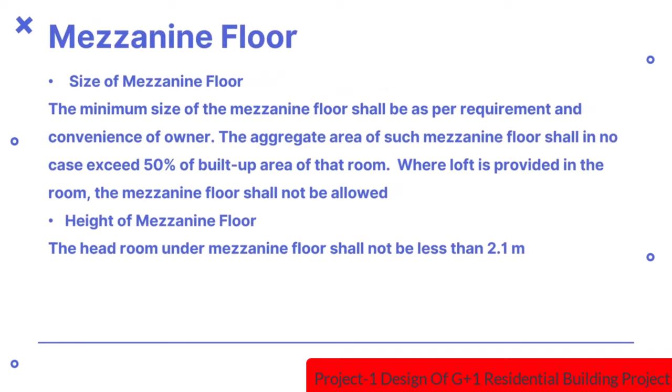The minimum size of mezzanine floor shall be as per requirement and convenience of owner. The aggregate area of such mezzanine floor shall in no case exceed 50% of built-up area of that room. Where loft is provided in the room, the mezzanine floor shall not be allowed. The headroom under mezzanine floor shall not be less than 2.1 meter.